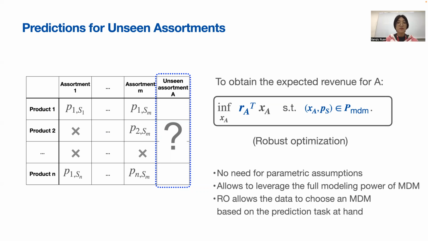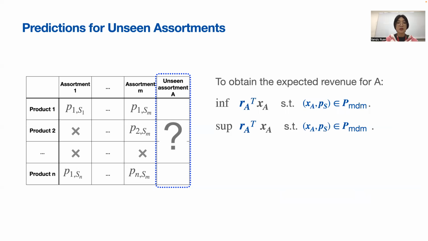This approach has the following benefits. First, there is no need for parametric assumptions on the marginals in MDM. Second, it leverages the full modeling power of the MDM family. And third, the robust optimization procedure allows the data to automatically select the MDM based on the prediction task at hand. Replacing the infimum with supremum in the formulation produces the best-case revenue for the unseen assortment. Together with the worst-case estimate, we have the prediction interval for the revenue.